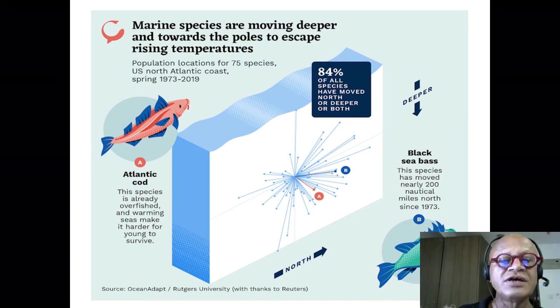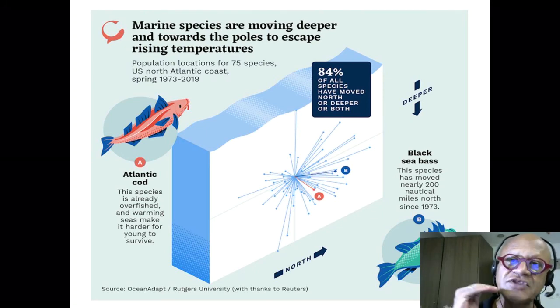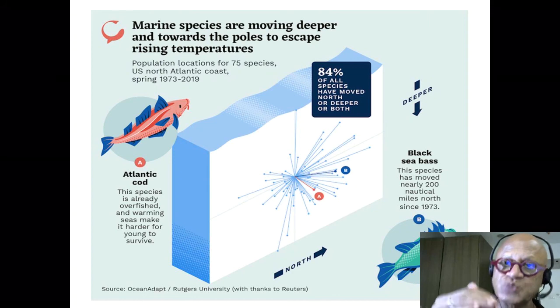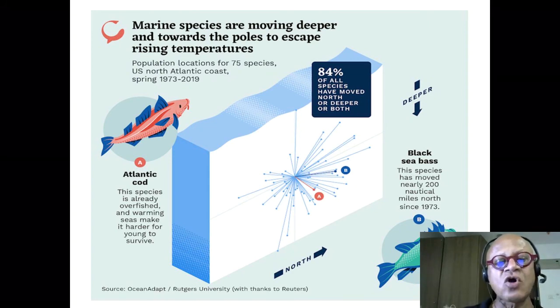Atlantic cod is already overfished. There was fishing pressure, and the warming seas make it harder for the young to survive. Remember, we talked about the physical impact on the food supply, on their own physiology, on the survival of the eggs, the larvae, the juveniles, and so on. So here it is talking about Atlantic cod larvae and juveniles surviving in warm waters.